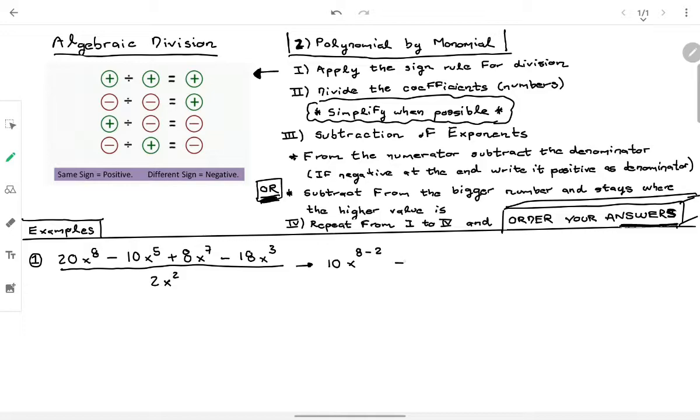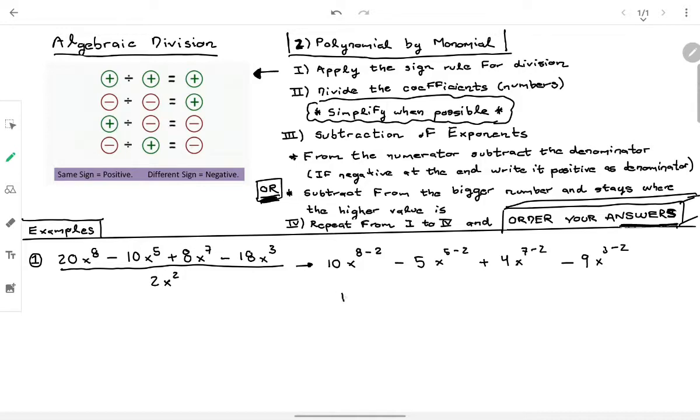The second one is going to be minus, because minus divided by plus is a minus. 10 divided by 2 is 5. It's going to be x to the 5 minus 2. Then it's going to be plus, because plus divided by positive is a positive one. So it's going to be 4x to the 7 minus 2. And finally, minus, because minus divided by plus is minus. 18 divided by 2 is 9x to the 3 minus 2.